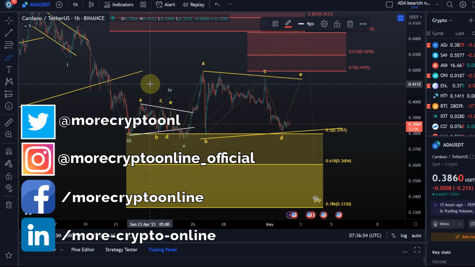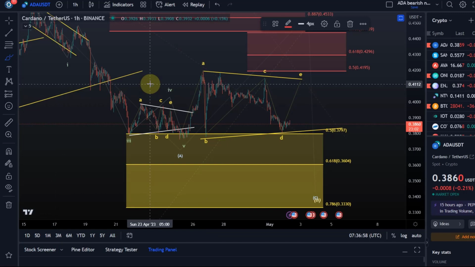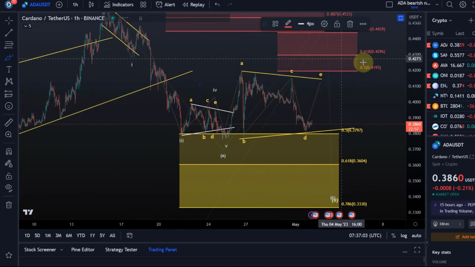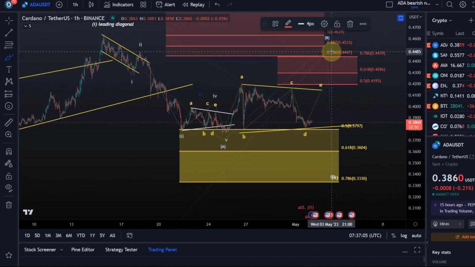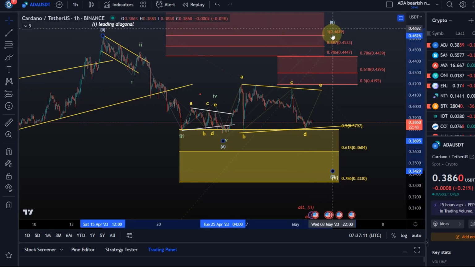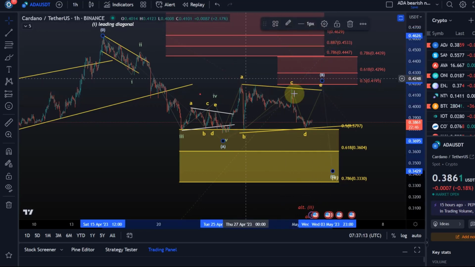In this video I'd like to focus only on the lower degree wave count because nothing has changed in the context. We still assume that we are overall in a wave 2 correction and that we're currently working on a B wave within that wave 2. This B wave can unfold as either a high B wave or a shallow B wave in this triangle.